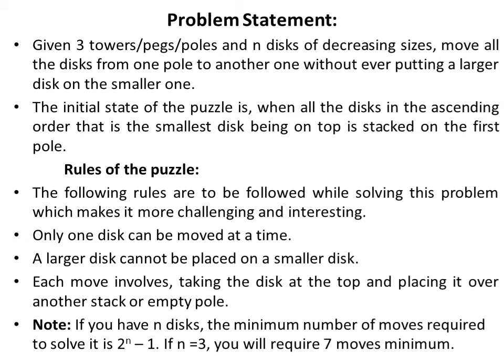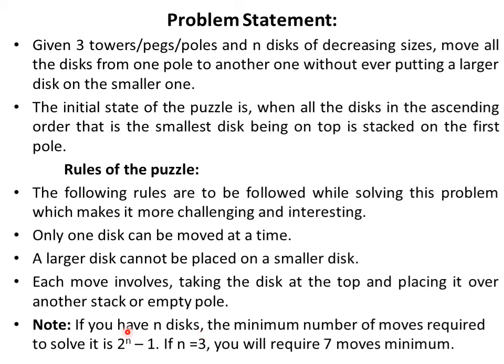What is the first condition? Only one disk can be moved at a time. That means you cannot take 2, 3 or 4 disks; you should pick up only one disk. Then what is the second condition? A larger disk cannot be placed on a smaller disk. This is a little bit challenging and interesting. Next, the third point: each move involves taking the disk at the top and placing it over another stack or an empty pole. That means you can use another pole.